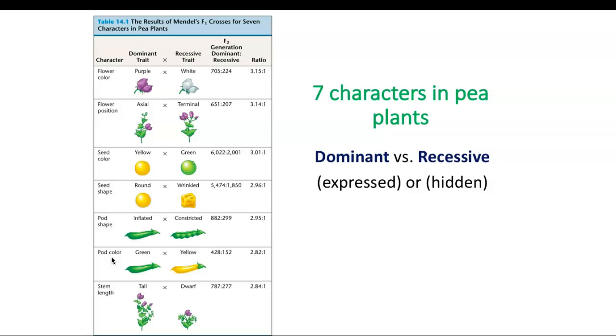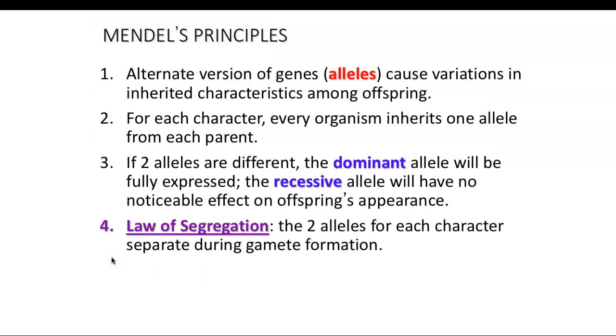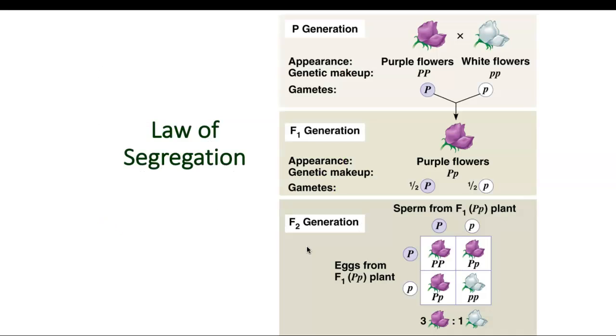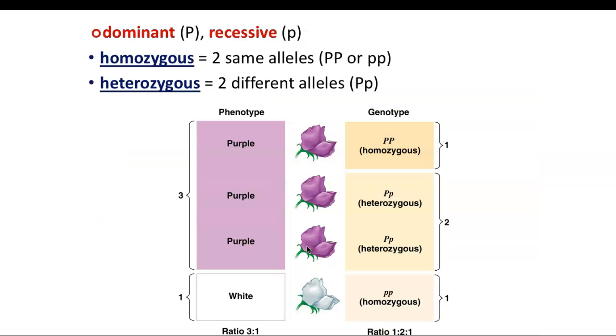All right, these are the characteristics that Mendel studied. Pretty easy, if you'll remember. Okay, and he has all these principles. There's alternate versions of genes that are alleles. You get 1 allele from each parent. If you have 2 different alleles, one's dominant, one's recessive. And then the law of segregation is the 2 alleles for each character separate during gamete formation. So that goes back to meiosis.